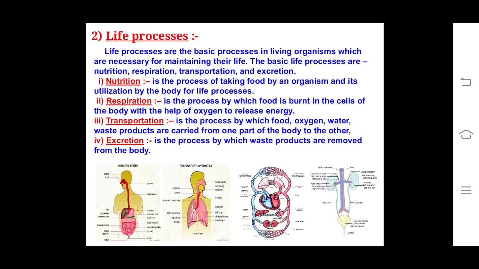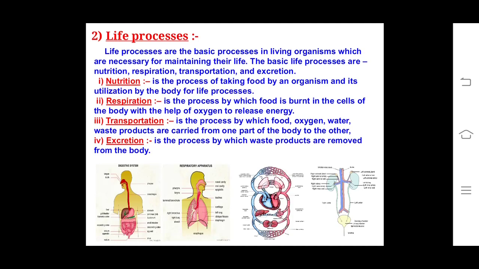Excretion is the process by which waste products are removed from the body. There are so many waste products in the body. The main excretory organs are the kidneys. Apart from that, we have other excretory organs like the skin, by which sweat is removed.